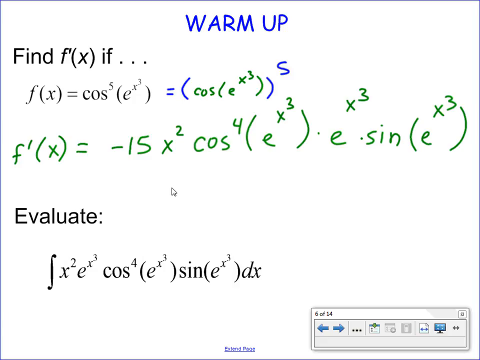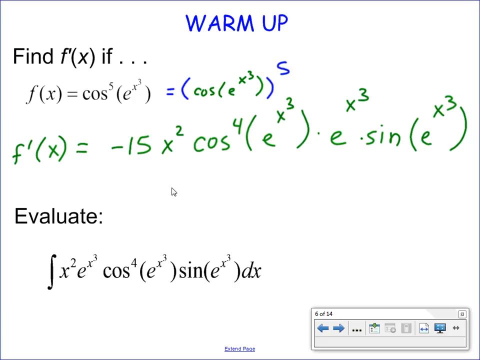So you've just seen that the derivative of cosine to the fifth e to the x cubed is negative 15 of that, right? And so the idea is that we need to account for the derivative of the inner function in order to be able to go backwards. It's all about the chain rule and providing that derivative of the base, or that derivative of the angle, or that derivative of the exponent, right? And so we've got all of these rolled into there.